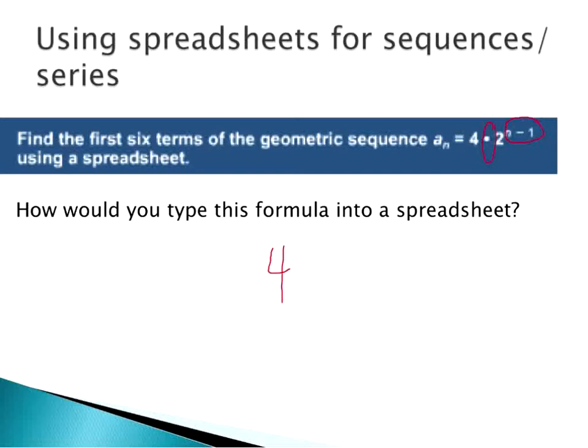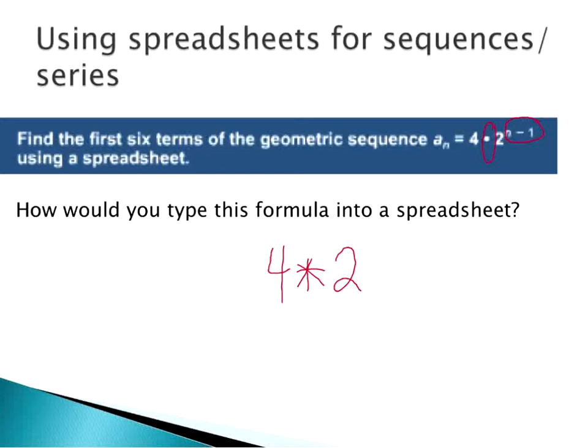So in Excel, I'm going to have my 4. Has anybody ever tried to type a multiply symbol into Excel? Do we know what it looks like? It's like an asterisk, exactly. So can you add that to your notes? It's going to end up looking like an asterisk. Then we have our 2.